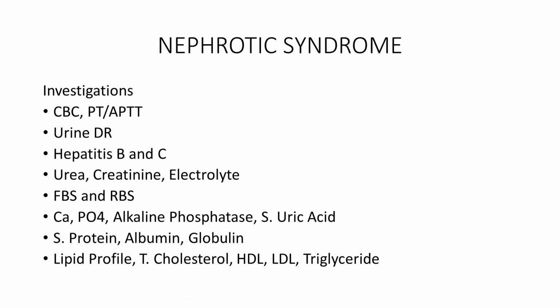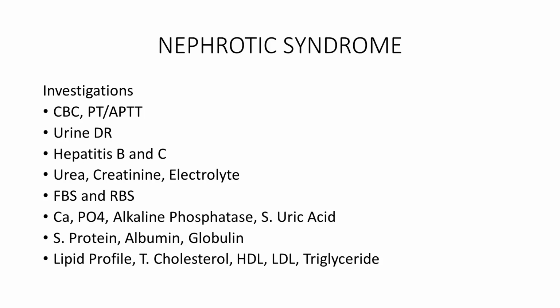Now, what investigations are usually performed in patients of nephrotic syndrome? CBC, PT, and APTT. PT and APTT because in most patients of nephrotic syndrome, biopsy is required. And before proceeding with the biopsy, you have to check the bleeding profile. And for that, PT and APTT are done. CBC is done to exclude other secondary causes of nephrotic syndrome.